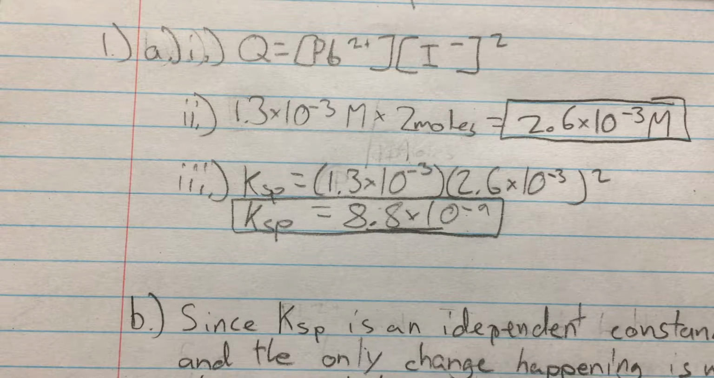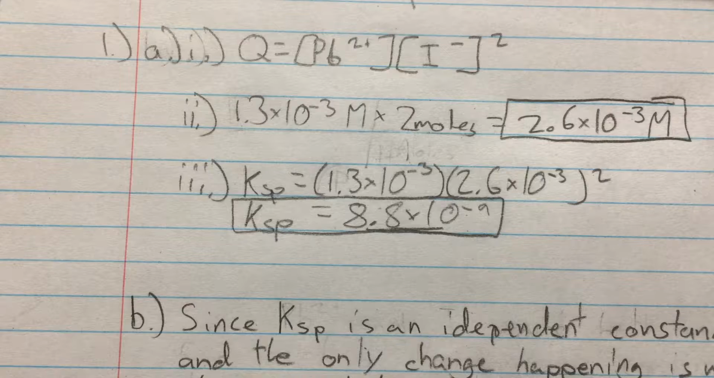So for part A, it says a saturated solution is prepared by adding excess PbI2 to distilled water to form 1 liter of solution at 25 degrees Celsius. The concentration of Pb2+ in the saturated solution is found to be 1.3 times 10 to the negative third molarity. The chemical equation for this dissolution of PbI2 into water is PbI2 turns into Pb2+ plus 2I-. Part 1 asks us to write a chemical equilibrium constant expression.